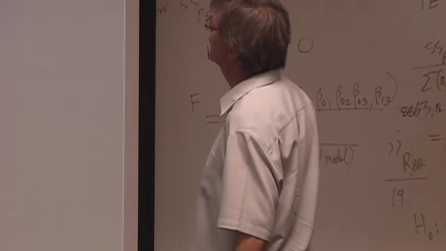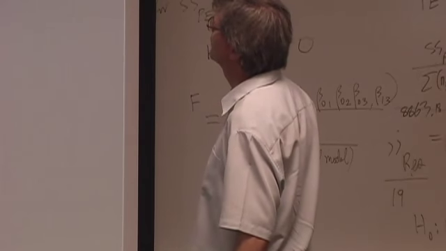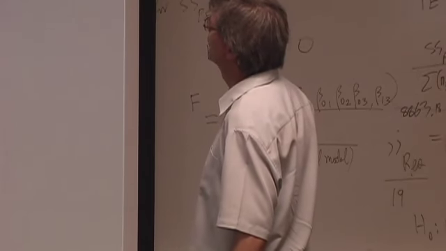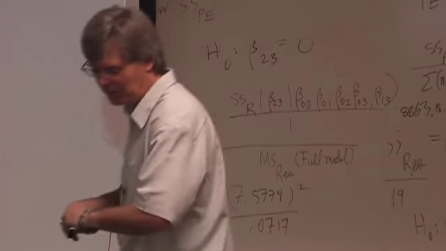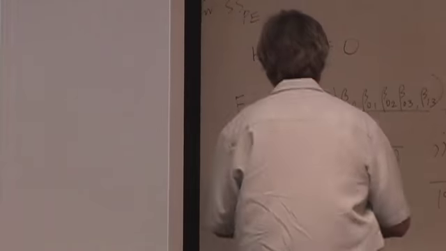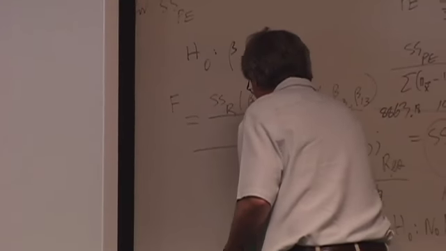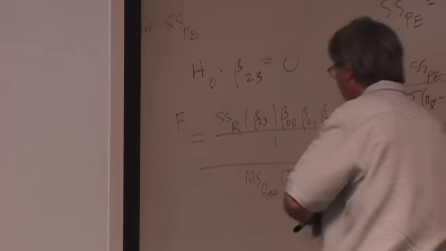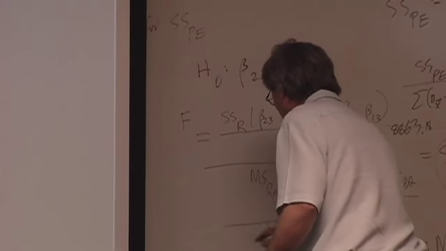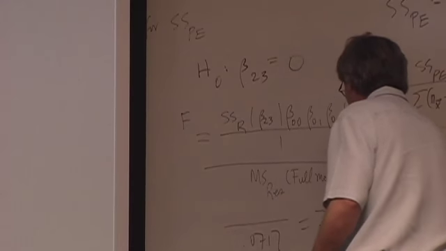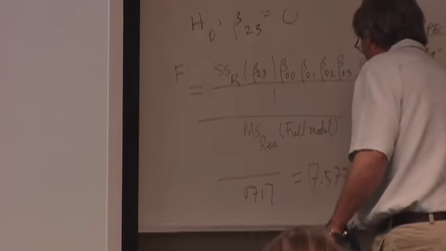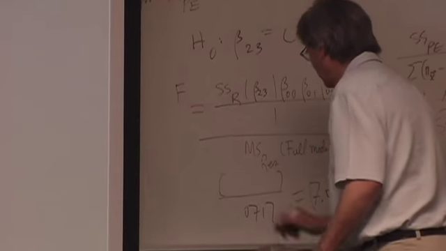I'm sorry, that's the wrong. No, because the F itself should be your 7.577. I'm sorry, that's correct. So this should be something that divided by 0.0717 you get 7.5. So whatever this is, that's correct. So we should check that. What is this number?